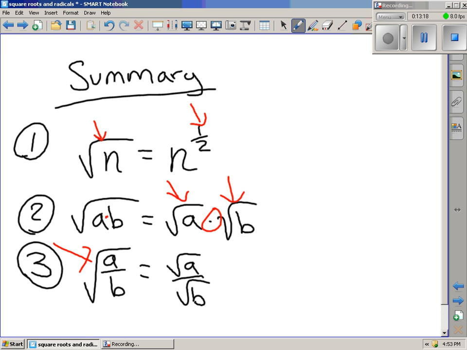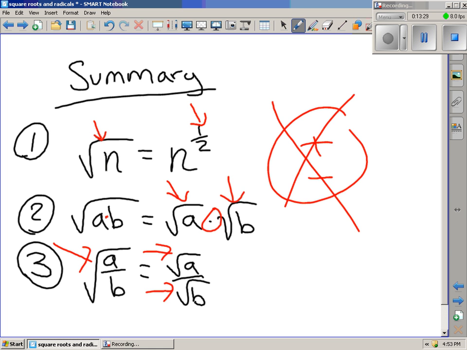So we can split up the square root of a divided by b into the square root of a divided by the square root of b. This does not work for addition or subtraction. So you can't use the properties here for addition and subtraction. And we will continue working on these problems when we look at the Check Your Understanding in the next video.